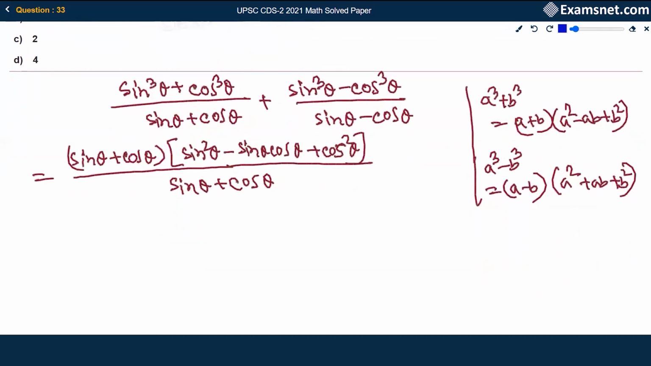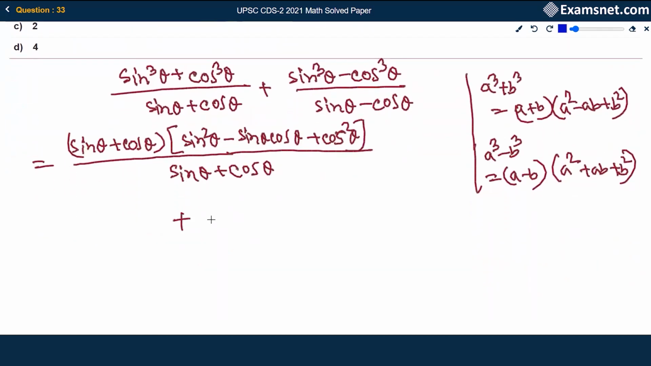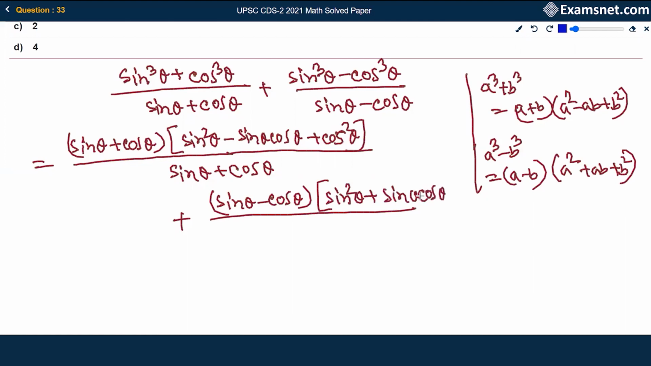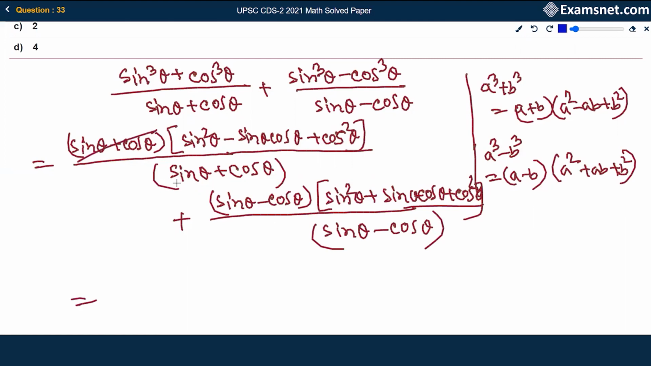divided by (sinθ + cosθ). Now for the second term, I will write it down. (sinθ − cosθ) times (sin²θ + sinθ cosθ + cos²θ) divided by (sinθ − cosθ), right? Let's put them in brackets. So the common factor will get cancelled in both terms.